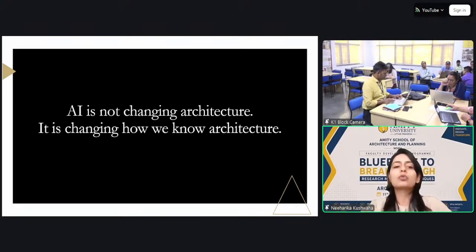So on that note, I would like to take this session forward, where we look at these tools and how they help us in our research workflow, but keep in mind that at the forefront lie our own judgment, our own understanding, and our own creative input into these tools.